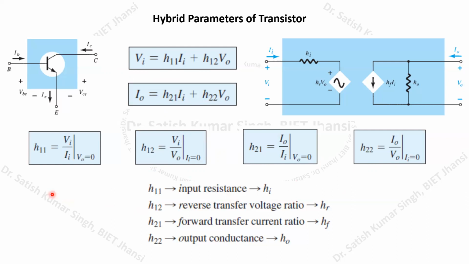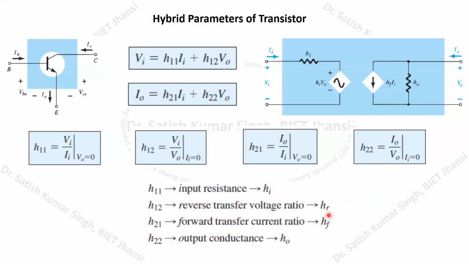Here you can see H11 is called the input resistance, and it is normally denoted by hi in this circuit. Similarly, H12 is called the reverse transfer voltage ratio, denoted by hr. H21 is the forward transfer current ratio, defined as hf. Similarly, we have H22, which is the output conductance, denoted by ho. Remember that whenever we take a common configuration, such as the common emitter configuration, hi will become hie.